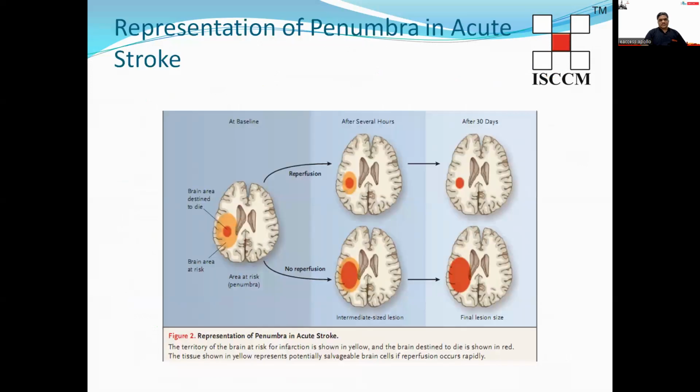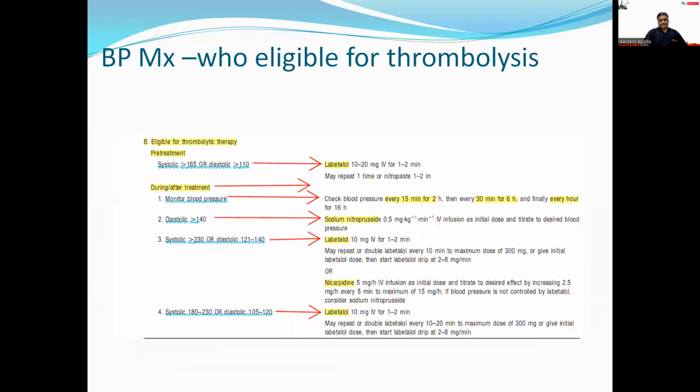In this slide, we can see that in the initial stages the core area will be most affected, and the penumbra will be of a larger size. If reperfusion is restored, then the penumbra area will be salvaged, so that the ischemic area and infarct area will be very small when compared to non-reperfusion patients.